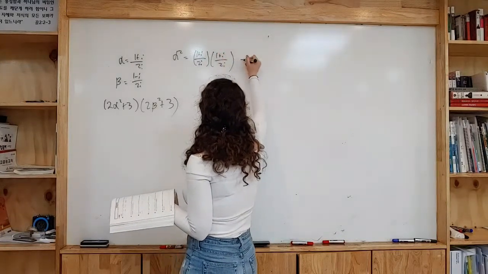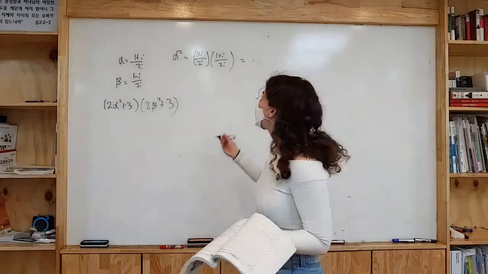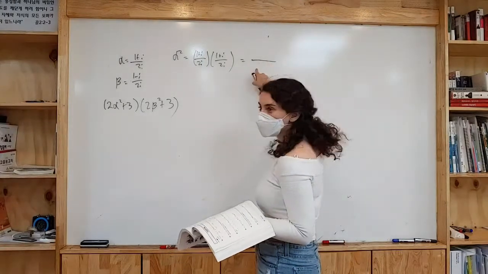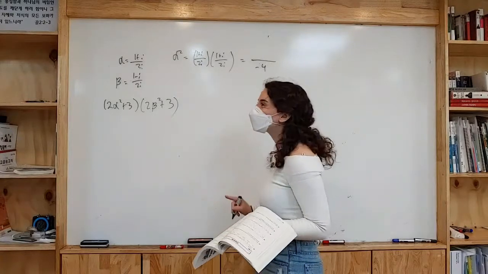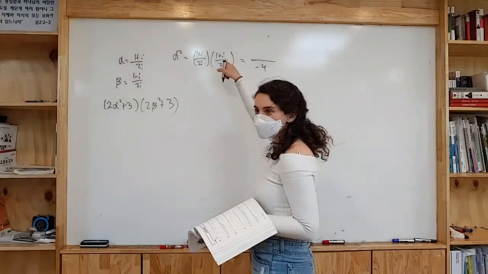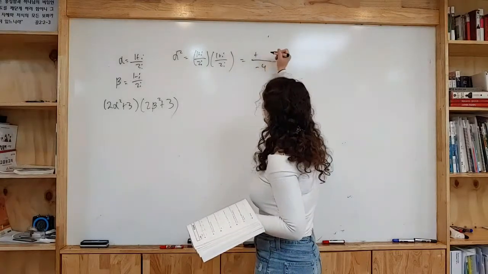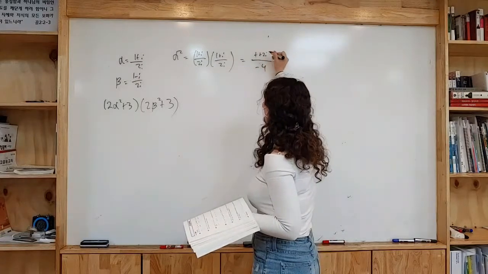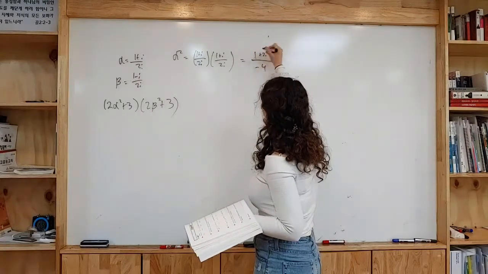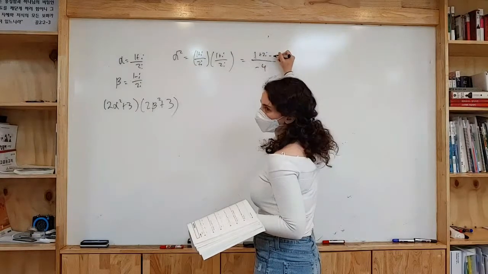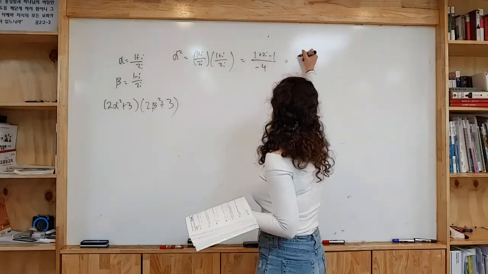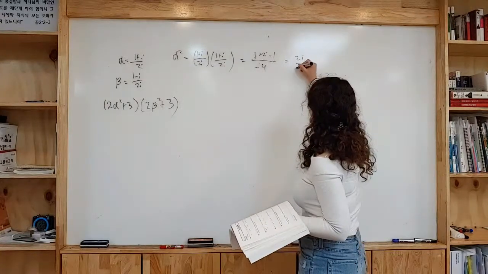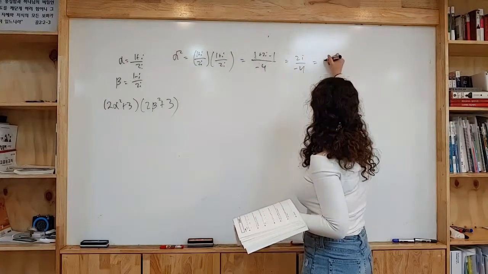What's the bottom? The bottom is minus 4. Okay. What's the top? Minus 2. Then it's minus 2 minus 4i.